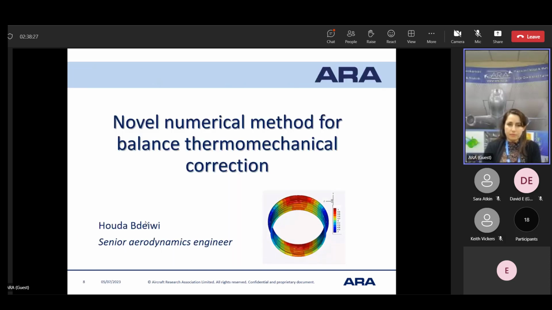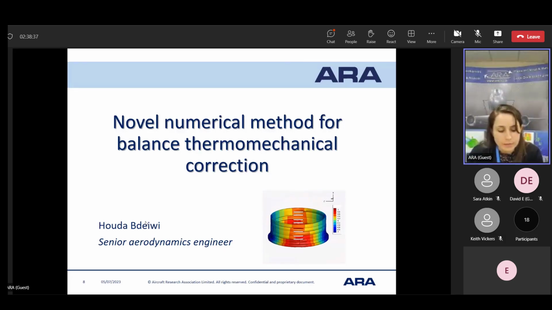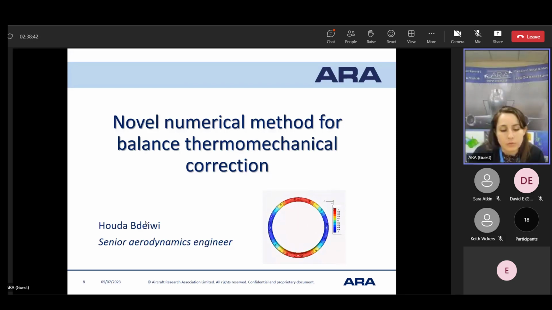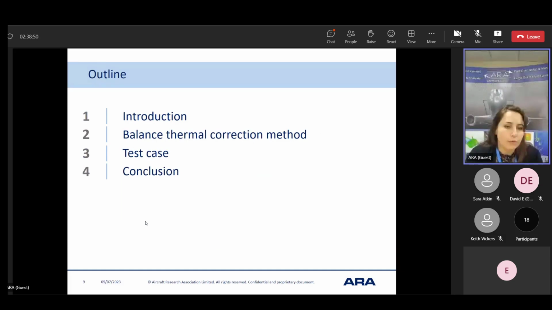So now I'm going to pass you on to my colleague Huda, who will talk about the thermal effects on this balance. Yeah. So I am Huda Bedewi, a senior aerodynamic engineer at ARA. My main job is to perform aerodynamic and structural simulations for wind tunnel models and rigs.